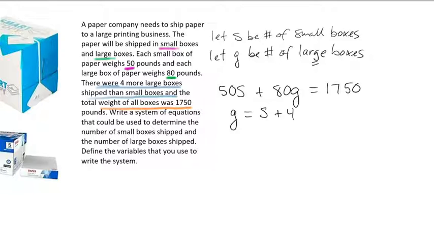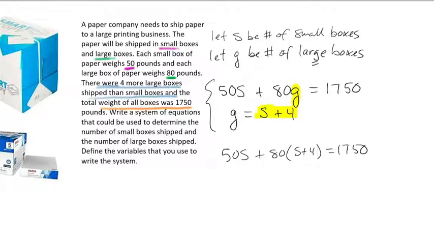So these two equations together comprise my system of equations, and this is a great system for solving using substitution. The reason why is the second equation tells me what G is. It says G is S plus 4, and I can substitute that value into the top equation. So I'm going to rewrite that top equation as 50S plus 80 times the quantity of S plus 4, and that equals 1,750.